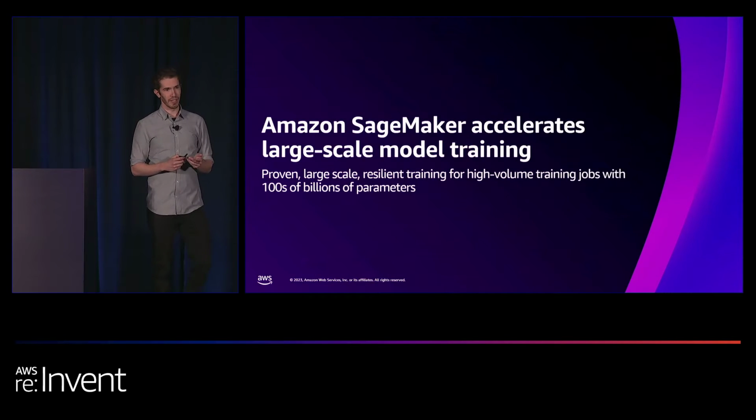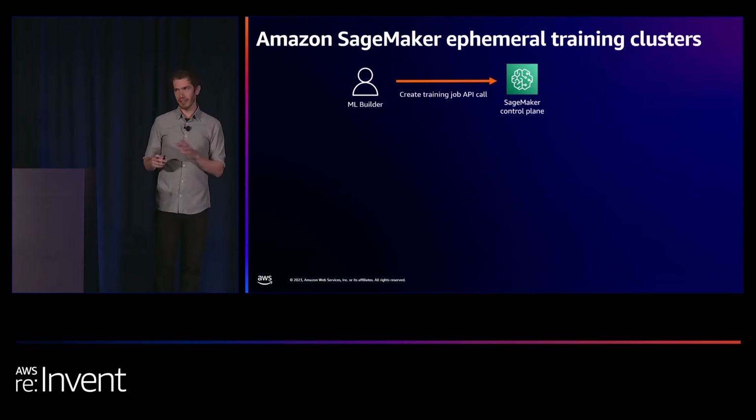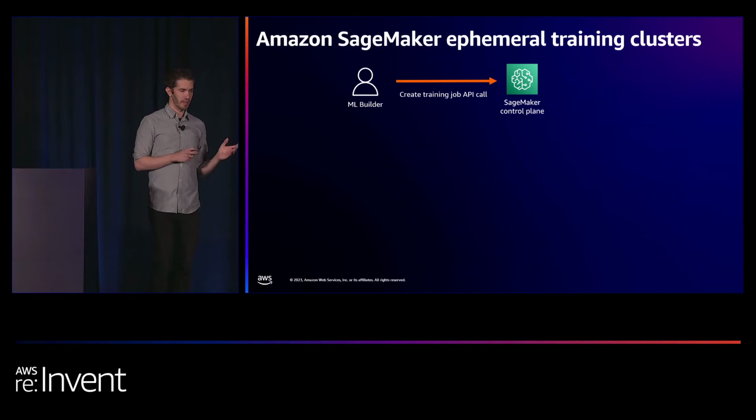But not all hope is lost. Amazon SageMaker can help with many of these challenges. I'll give a high-level overview of how SageMaker works, but you'll see it in a lot more detail during Emily's demo. We start by calling the Create Training Job API.